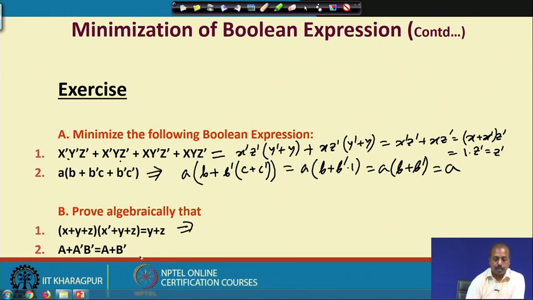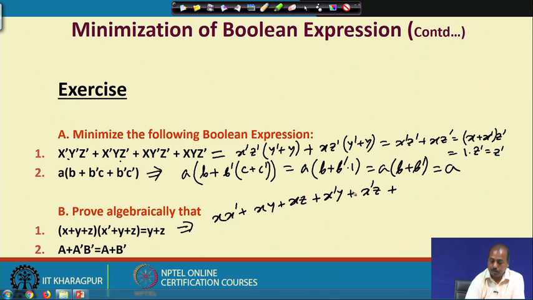So, this x plus y plus z into x bar plus y plus z equal to y plus z. How to do this? So, you can do a straightforward multiplication. If you multiply, you will get x bar plus x y plus x z plus y x bar y plus x bar z plus so x bar y plus, so I have taken x bar plus x y plus x z plus x bar y bar is 0.